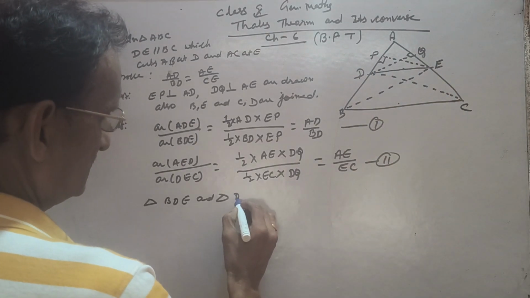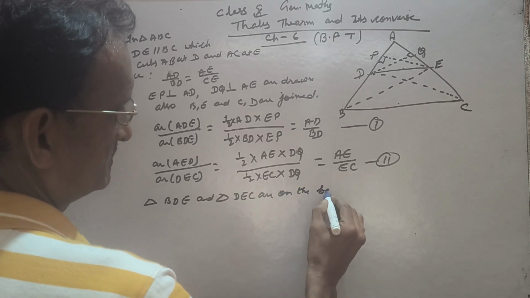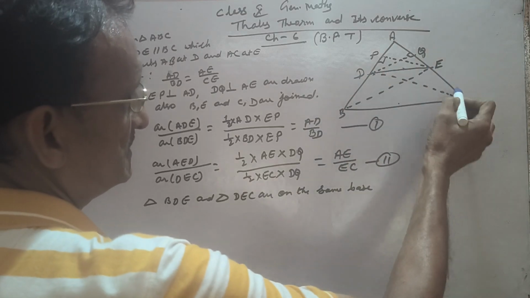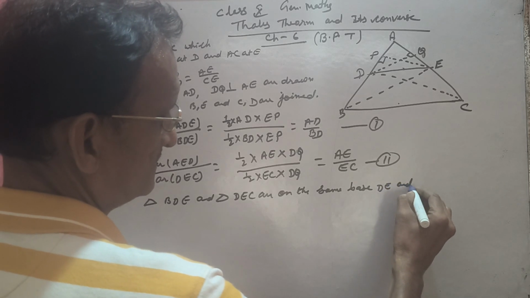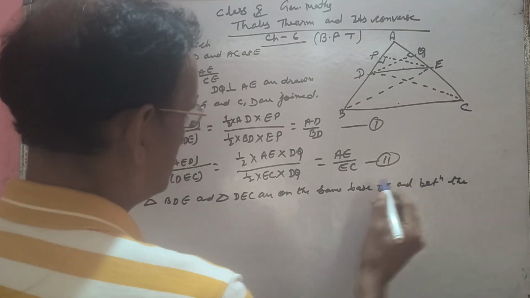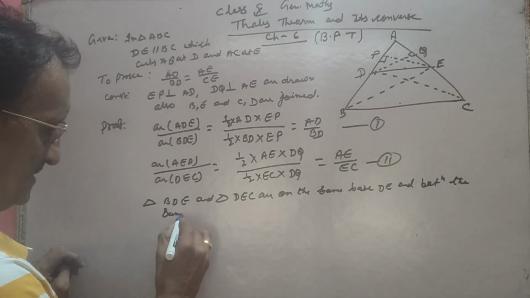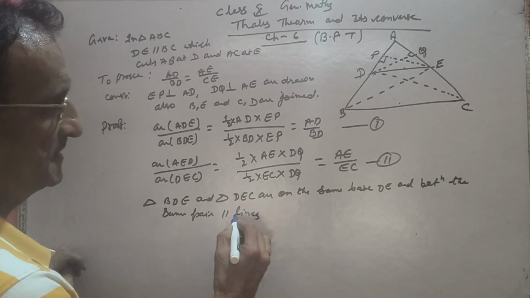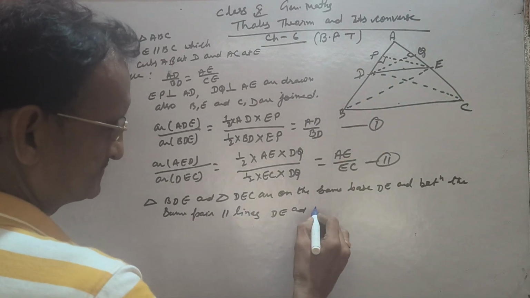Triangles BDE and DEC are on the same base DE. You must mention the base, DE, and they are between the same pair of parallel lines. It is better to mention the names DE and BC.